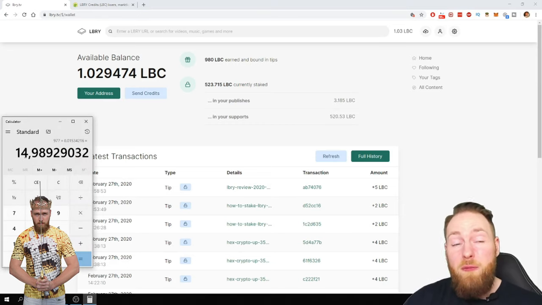This is $1,500 in the case that LBC goes to $1. That would be incredible, my first month that I would make $1,500. I mean, and I just bought a bag of LBC, so let's hope it goes to $1 and beyond.